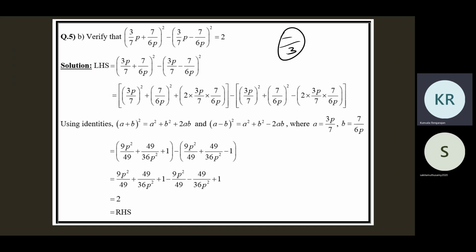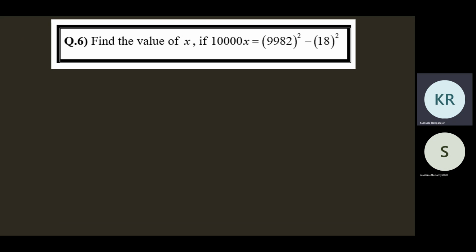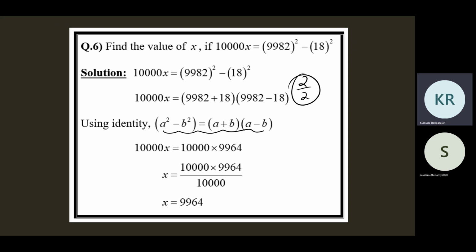Any doubts, Swati, to be clarified here? No, ma'am. Okay. For this one, correct. So you get 2 on 2. You also specified the identity. Very good. So you get 2 on 2.